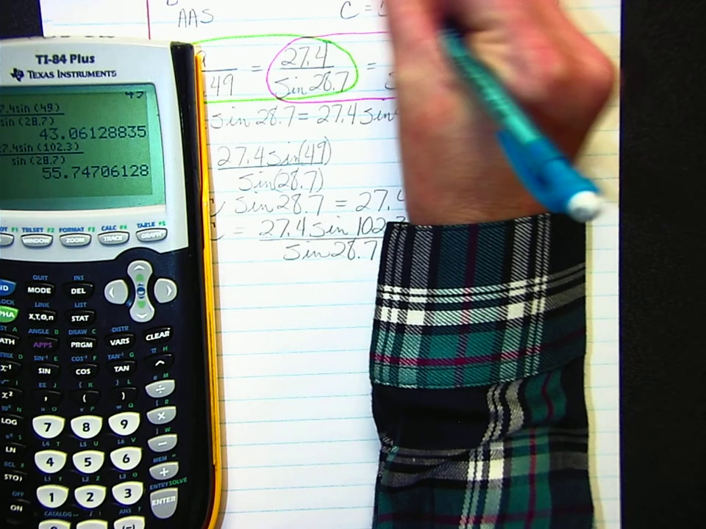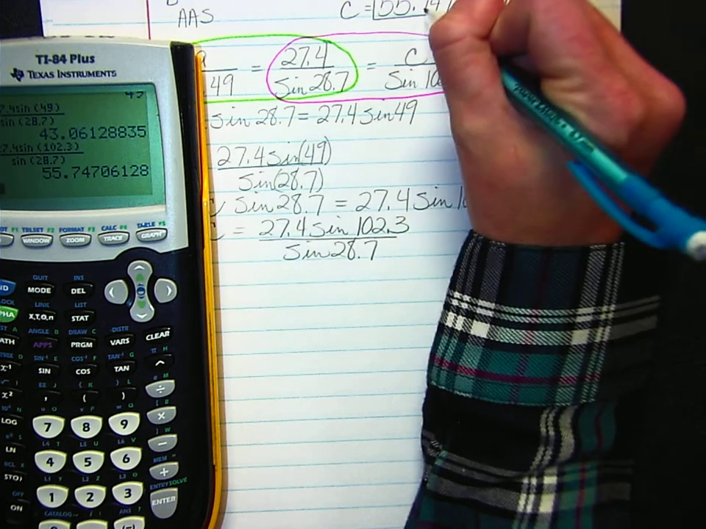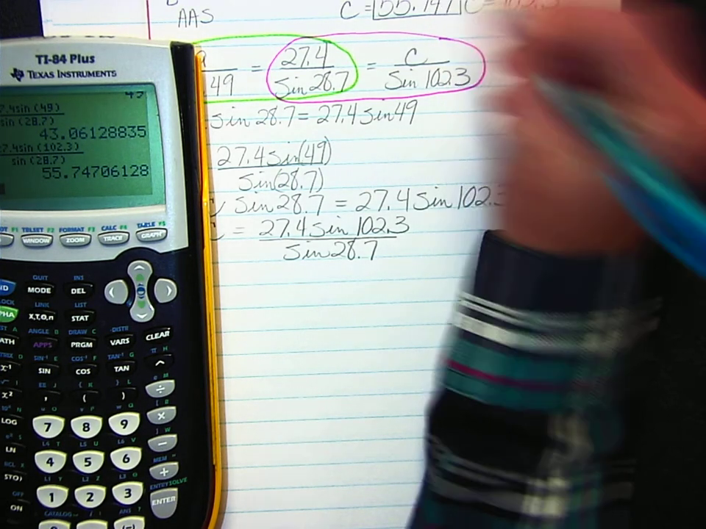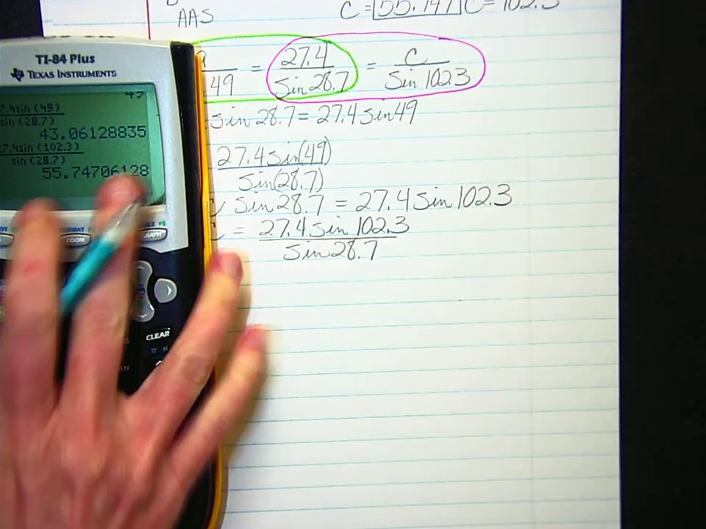And don't forget to use your hinge theorem. You can always go back and check and make sure that your biggest side was across from your biggest angle right here, and your smallest side was across from your smallest angle right there. So that's a good way of checking your answer.